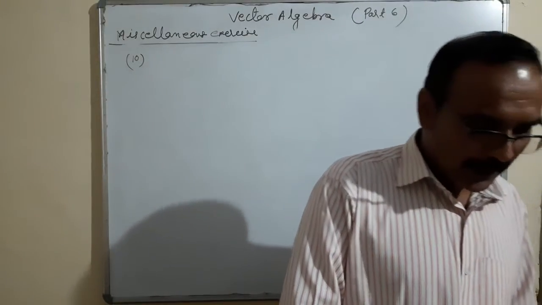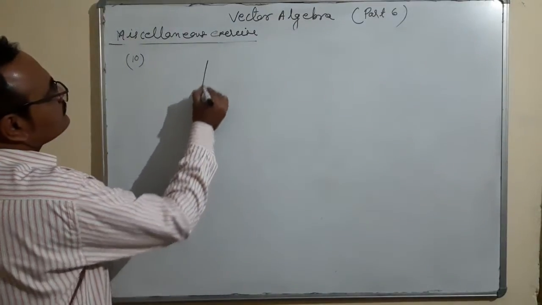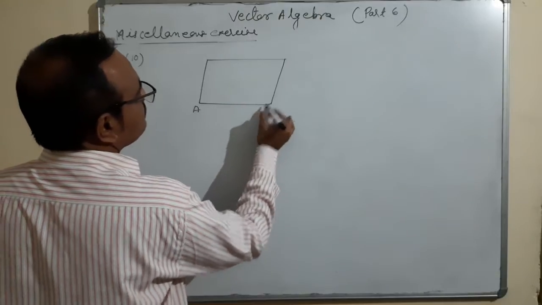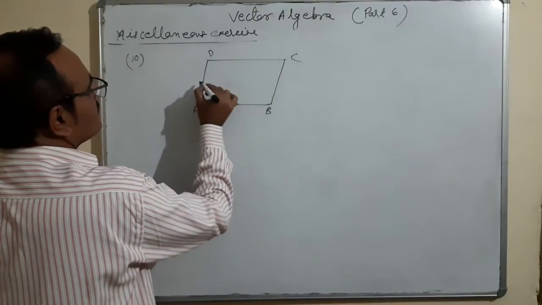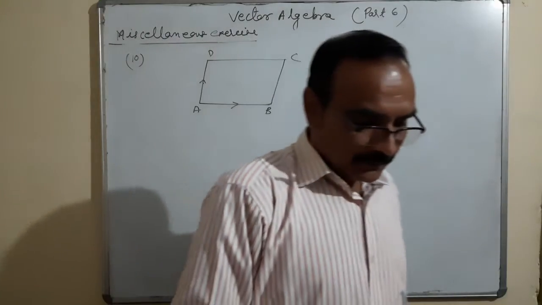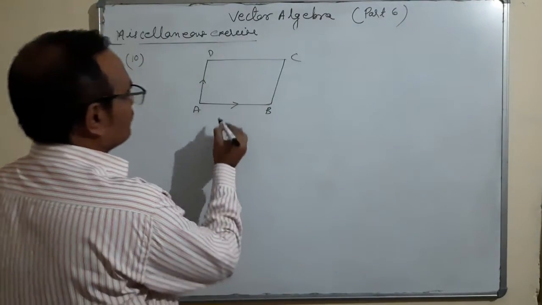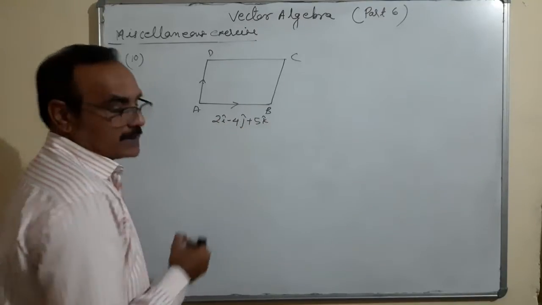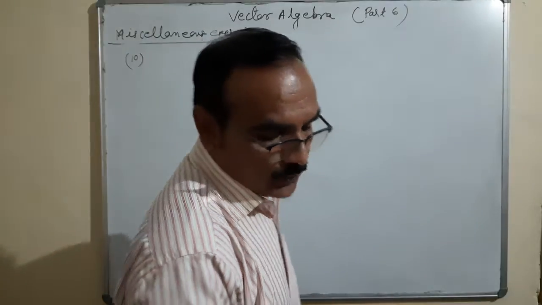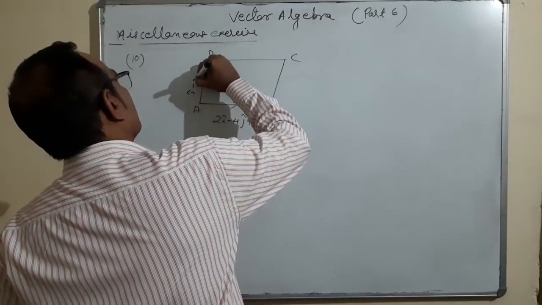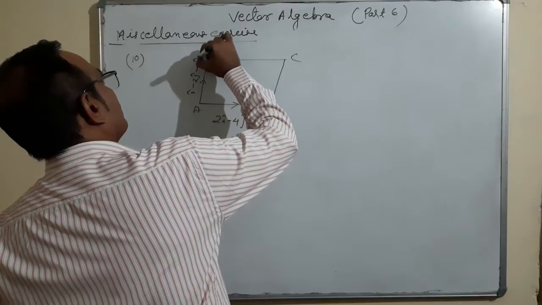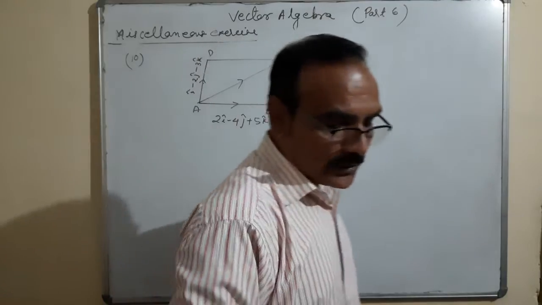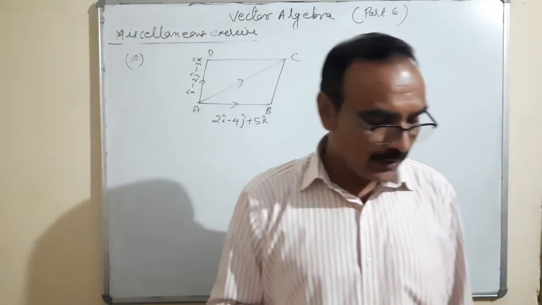Let us consider the two adjacent sides given: 2i minus 4j plus 5k, and the second one is i minus 2j minus 3k. You know that the resultant is always the diagonal in a parallelogram.